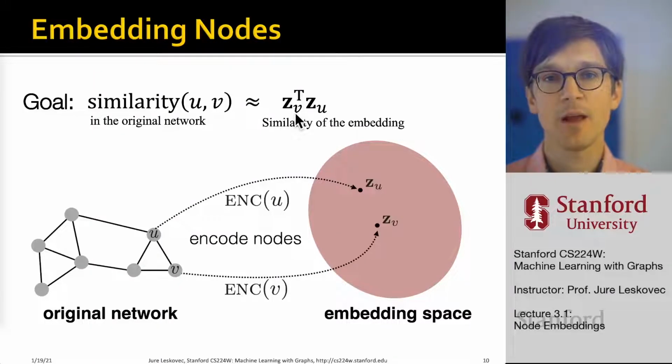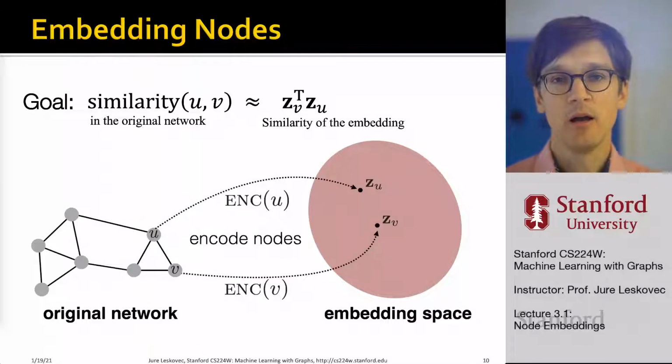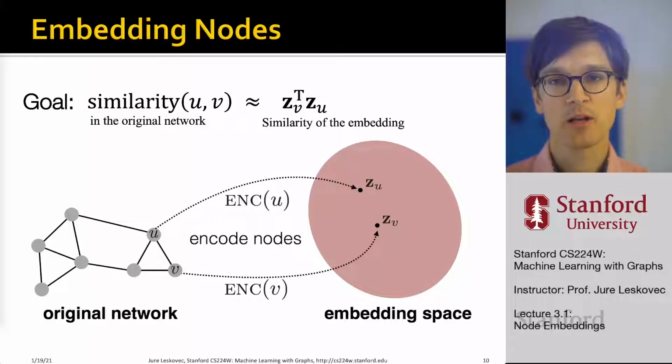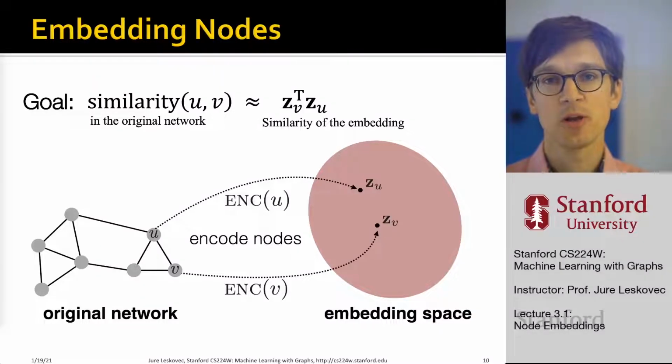And as a similarity metric in the embedding space, people usually select dot product, and dot product is simply related to the angle between the two vectors. So when you do the dot product, it's the cosine of the angle. So if the two points are close together or in the same direction from the origin, they have high dot product, and if they are orthogonal, so there is a 90-degree angle, then they are as dissimilar as possible because the dot product will be 0.